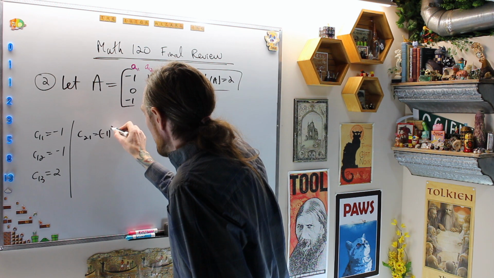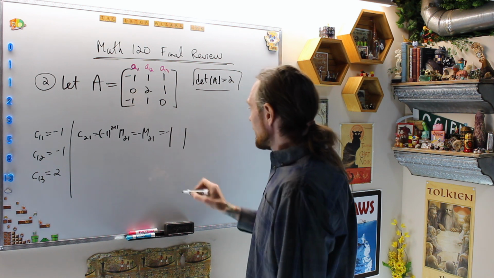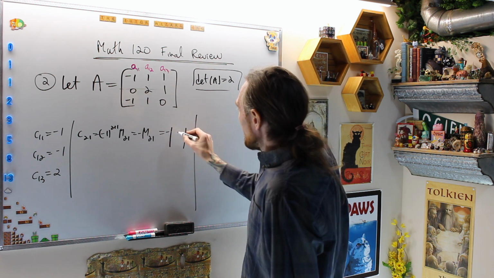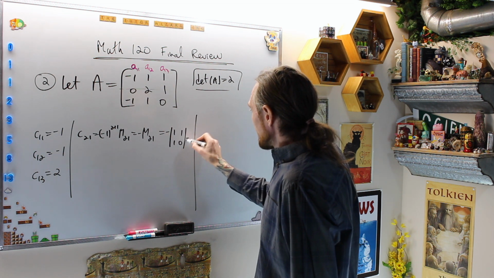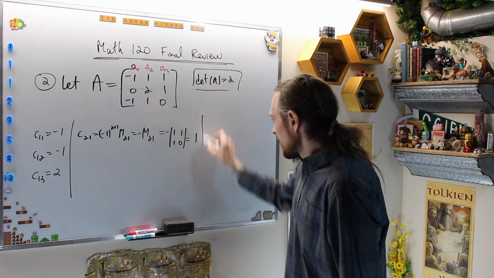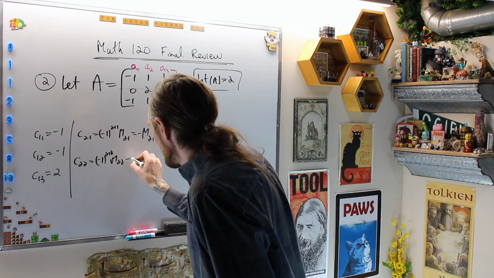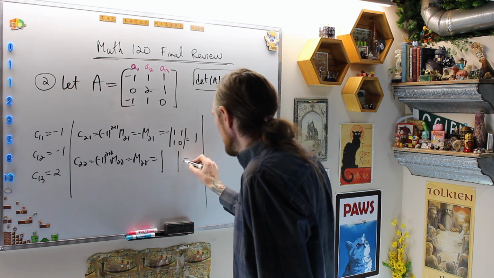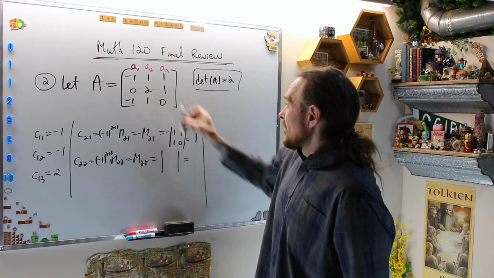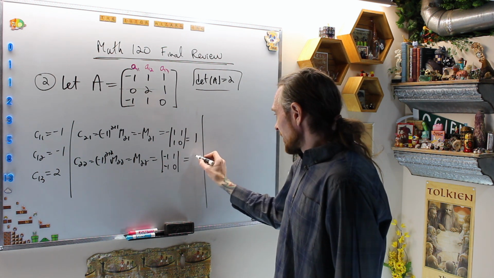C21 is equal to negative 1 to the 2 plus 1, M21, which is negative M21, which is negative times... Now we're going to block off row 2 and column 1. So 1, 1, 1, 0, which gives me 0 minus 1, which is positive 1. C22 is negative 1 to the 2 plus 2, M22, which is M22, which is equal to the 2 by 2 determinant by blocking off the Greek cross now this time. This one and this one, which is going to be negative 1, 1, negative 1, 0, which is 0 minus minus 1, which is 1.